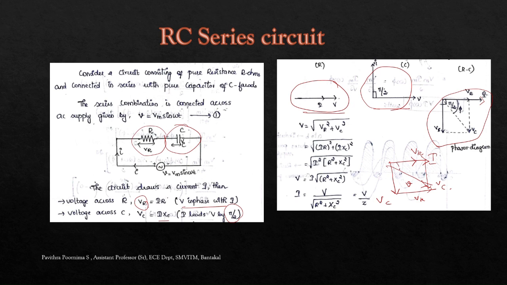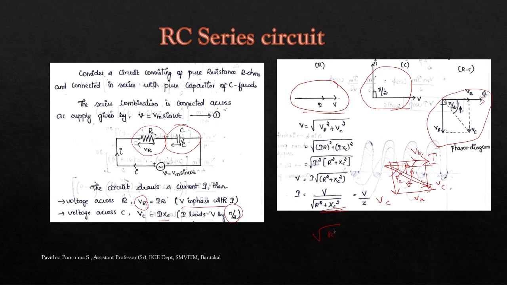So the total voltage V makes some angle phi with the current. As per the previous consideration, since it's a voltage triangle, V equals the square root of VR squared plus VC squared. V is IR, so IR the whole squared plus VC, which is IXC, the whole squared. If you simplify, you will get I equal to V divided by root of R squared plus XC squared.